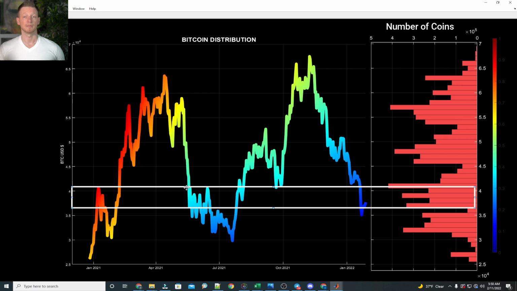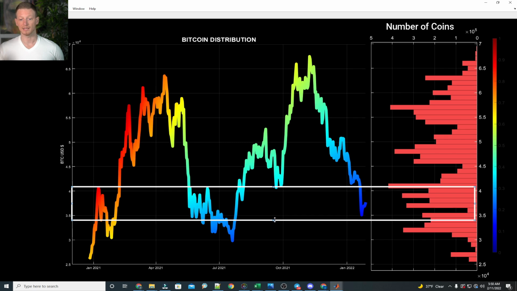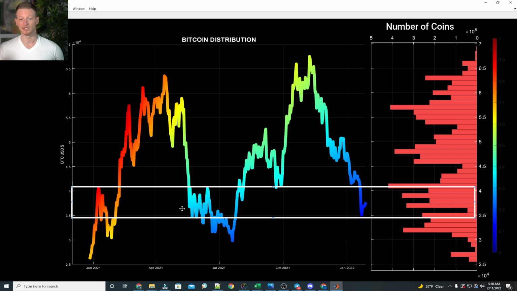Back in May and June, we bounced between this level right here for quite a long time. So basically this level here, we went all the way down to around 35k, bounced up to 40k, couldn't get above, came back down. And we've just seen Bitcoin do that over and over again now.